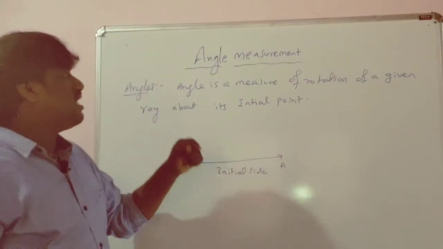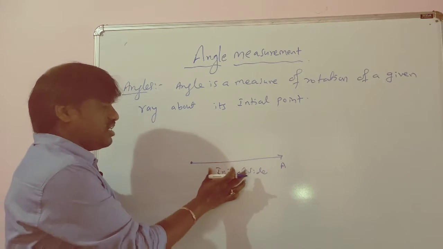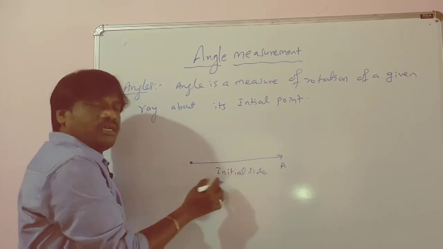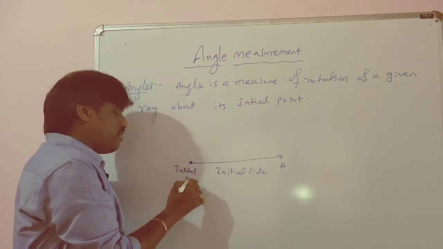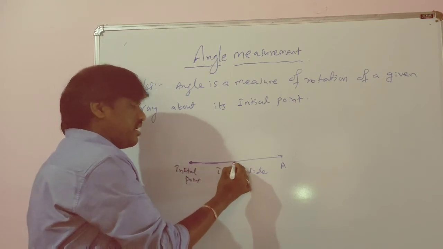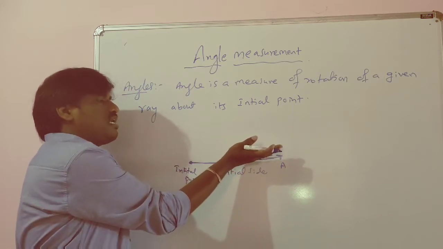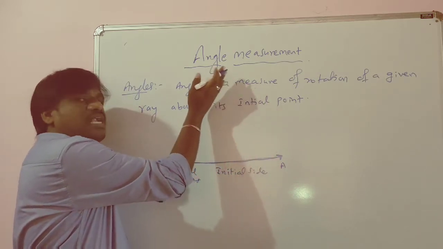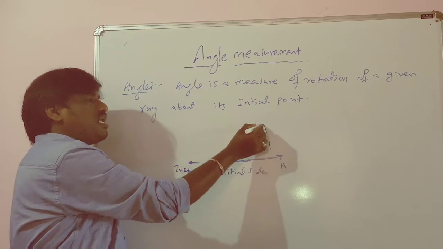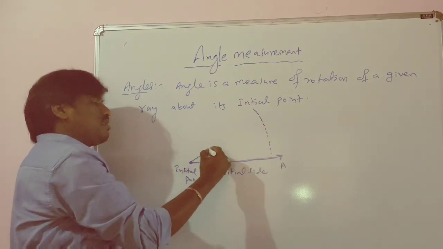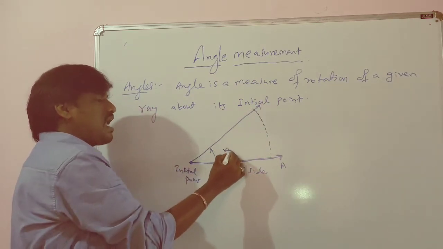Angle is a measure of rotation of a given ray about its initial point. Suppose this is the initial side, and let us take this is the initial point. It is a point and you have a ray. This is the initial side, the initial ray. And from this, if I start the angle like this, in the anti-clockwise direction, if I move this ray anti-clockwise, and this ray is moved like this, going upwards, this is called anti-clockwise.